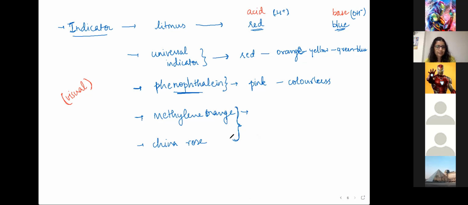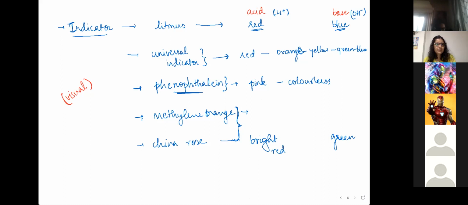Ma'am, for China rose, the acid turns bright red. Oh, thank you. That's good. And then for the base, it turns green. Green. Okay. There you have it. This is the indicator. Methylene orange, you guys can do a quick Google search and you'll get the reference. Mostly in laboratories or experiments, these are the 3 solutions that are used.